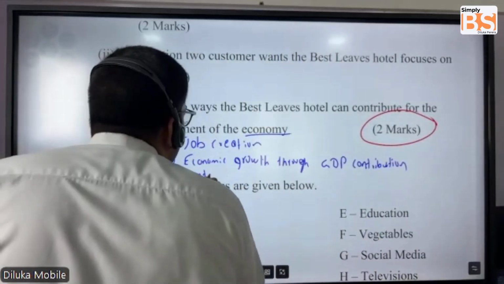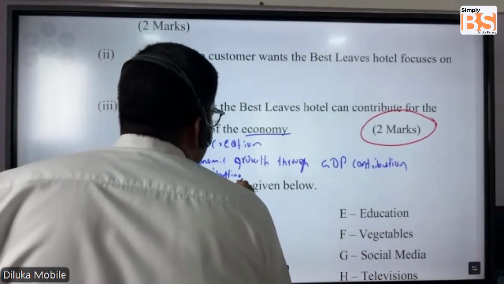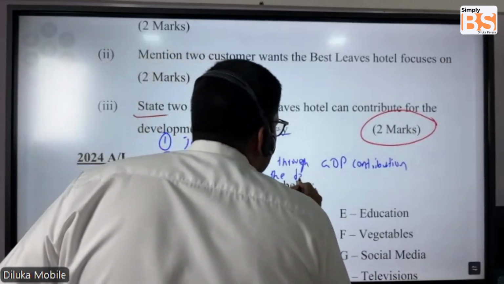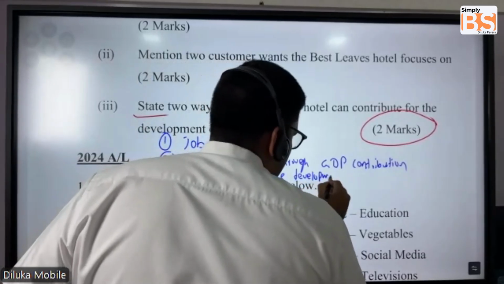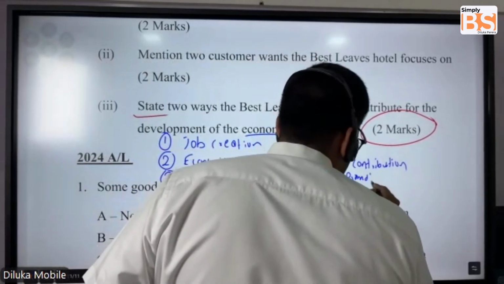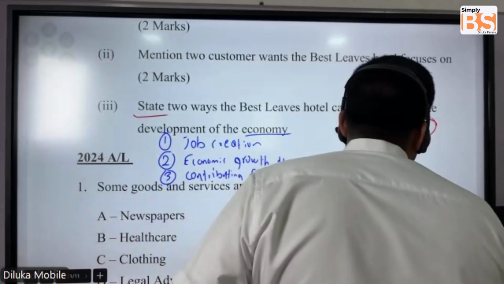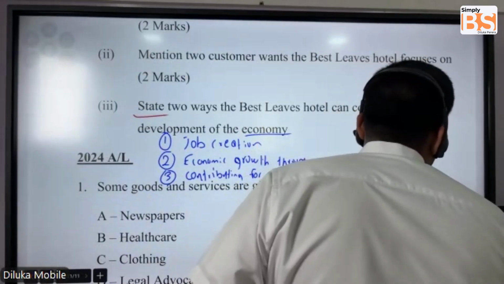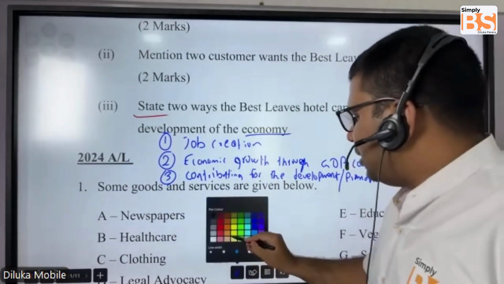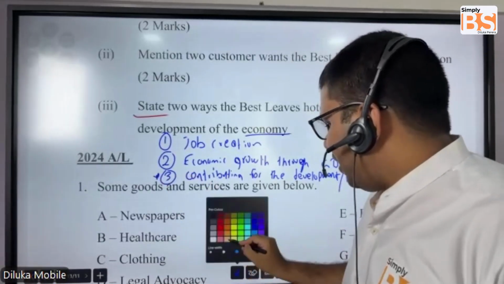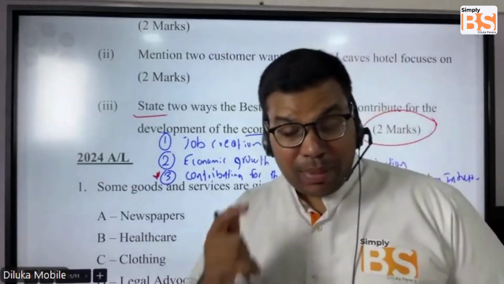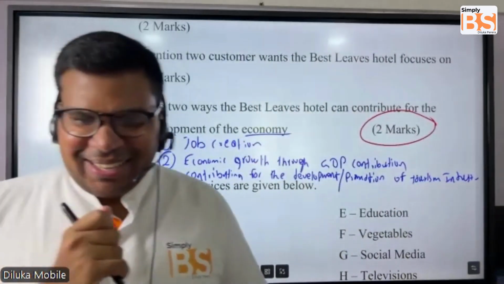Contributing to the development or promotion of the tourism industry. This is actually a very good answer point. You can take this answer point as the first answer point. Evin has very nicely connected that answer point to the description. Very good, Evin. Keep that up.